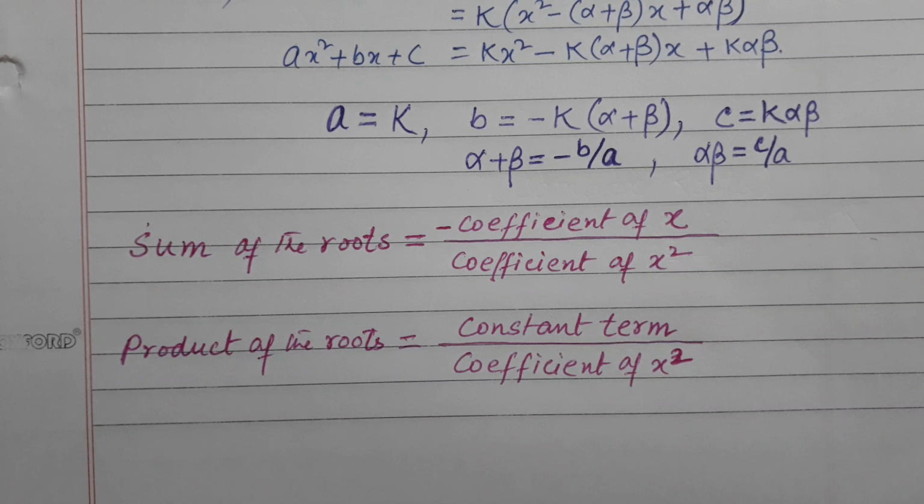So we can write that the sum of the roots will be equals to minus of coefficient of x by coefficient of x square, and the product of the roots will be equals to the constant term by the coefficient of x square.